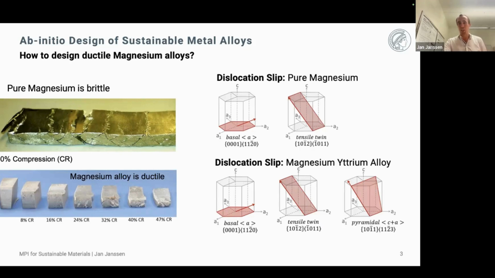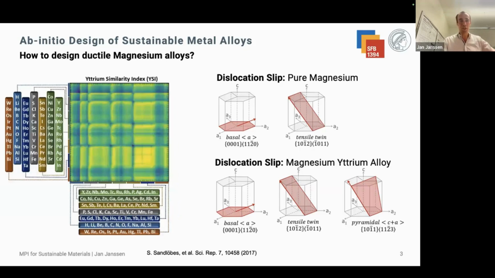The disadvantage of yttrium is it's a rare earth metal, so it's not so easy to get, and we want to replace it with other elements. And that's where our computer simulations come in. Right? So we now want to iterate over the whole periodic table and find other elements which have the same properties as yttrium when we put them into the magnesium alloy, but are much more available and less costly as, for example, adding yttrium in our magnesium alloy.